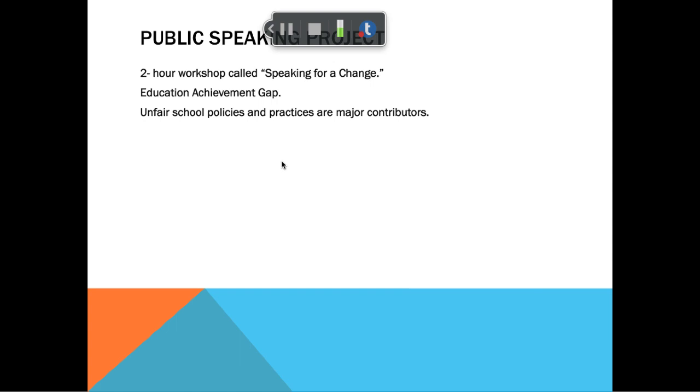They were fighting against unfair school policies and practices that they felt were major contributors to this education gap, to increase the diversity of voices involved in the discussion of the project. So, they used Monroe's motivated sequence, which is a common communication theory about being able to speak to actuate, speak to motivate, speak to actually get people to take action.